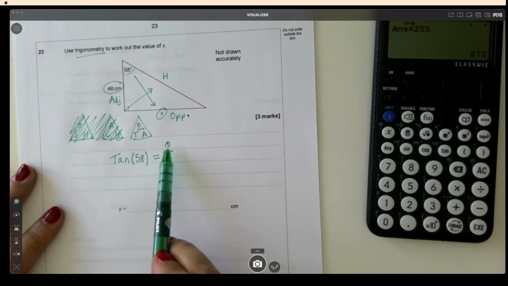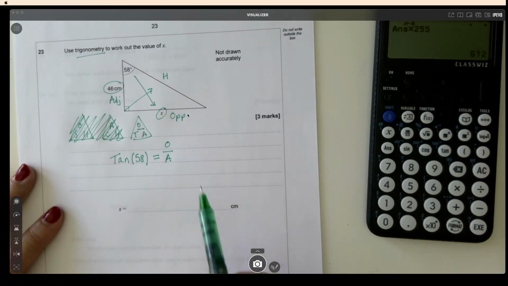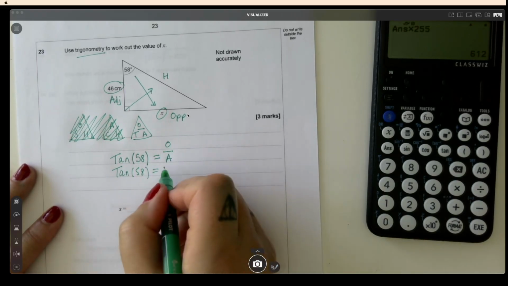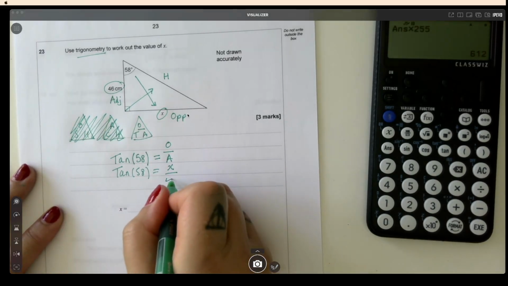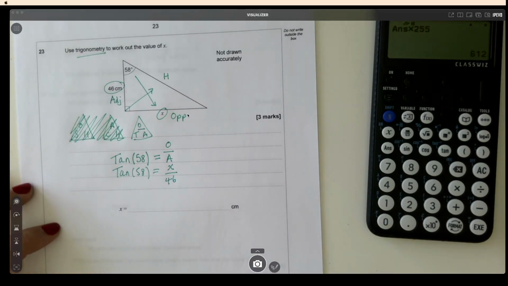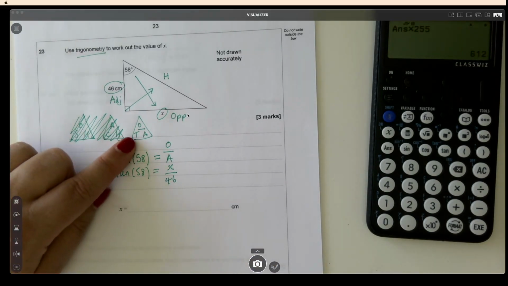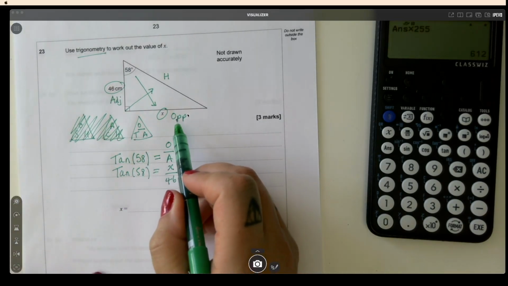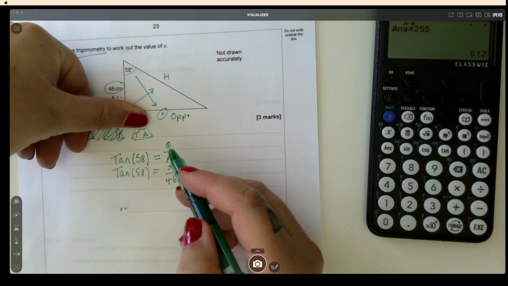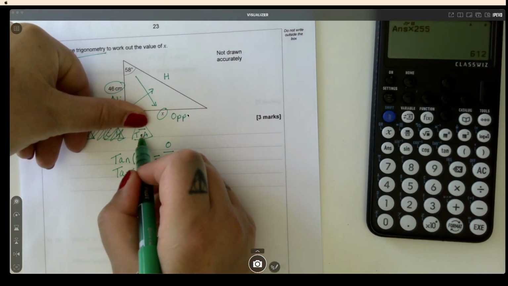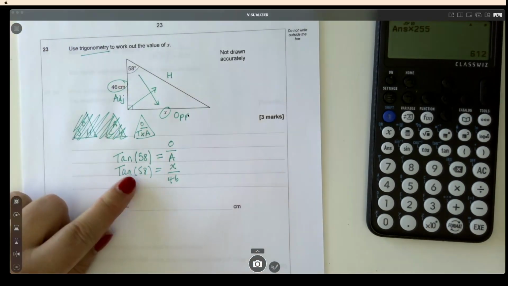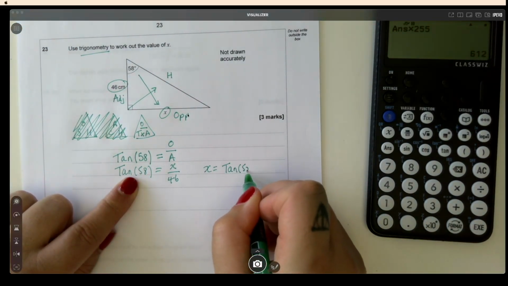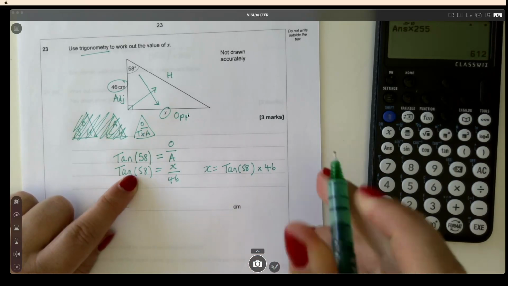And now I'm going to substitute in what I know about the opposite and the adjacent. So tan 58 equals, the opposite is x and the adjacent is 46. Now, what I'm going to do here is use this formula triangle, like we use a speed, distance, time triangle. So I'm trying to find the opposite. If I cover up the opposite in that triangle, I'm doing tan multiplied by the adjacent. So x is equal to tan 58 multiplied by 46.